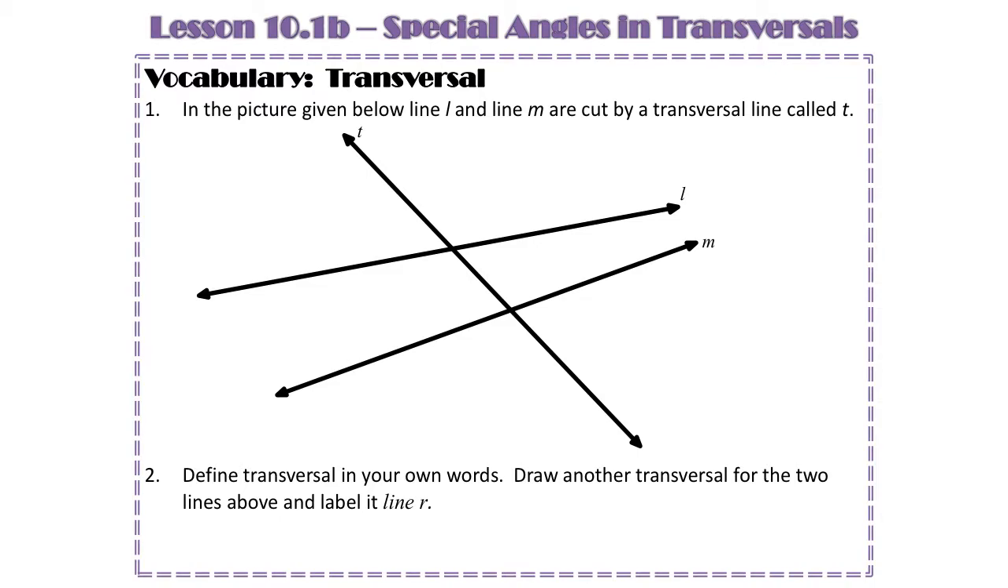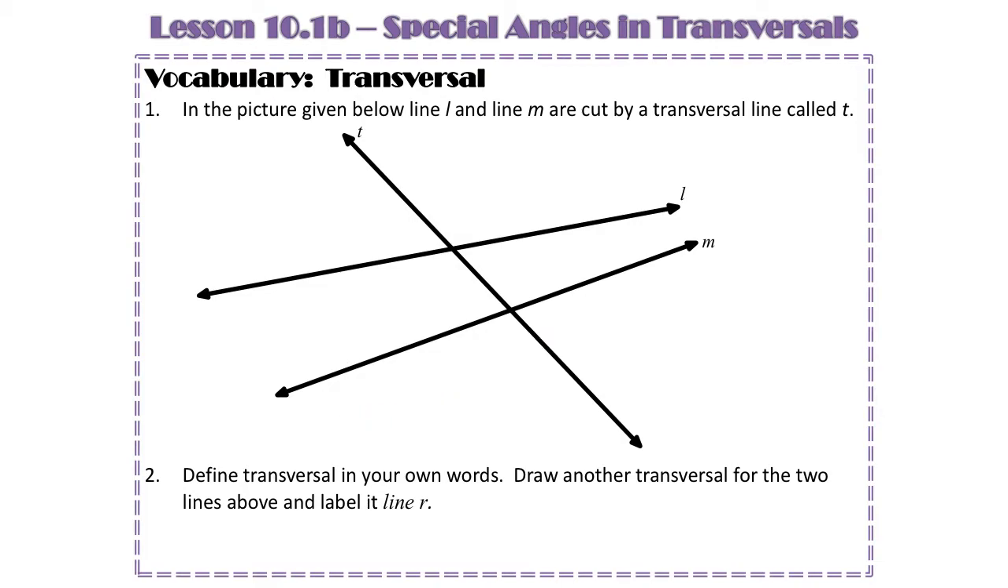So a transversal, that'd be like a line, by the way. A transversal line is a line that goes through 2 or more other lines. Like this line T right here, I'd be looking at T for transversal. It's going through lines L and M.